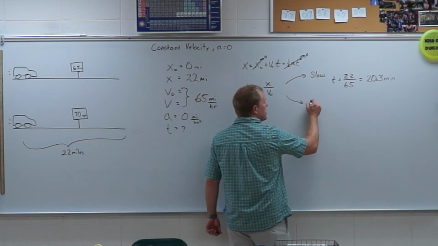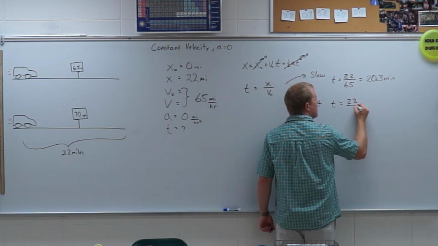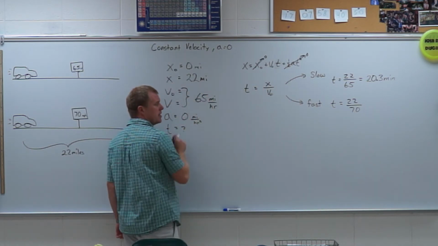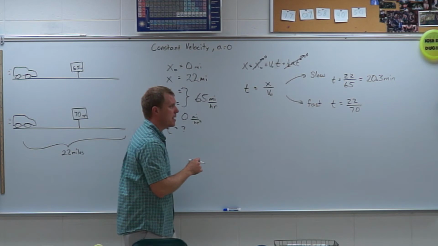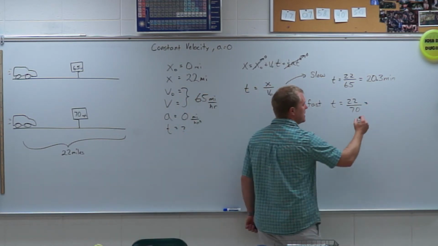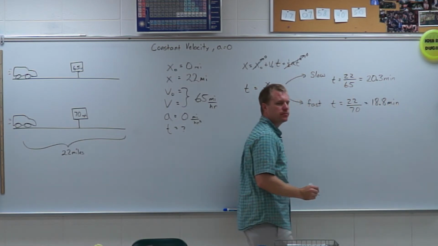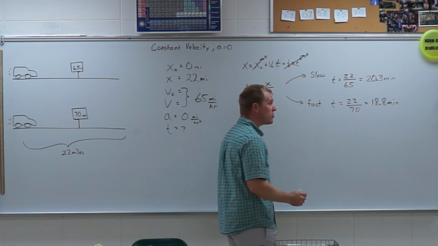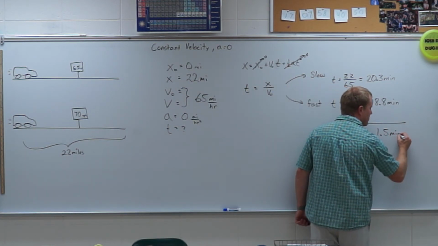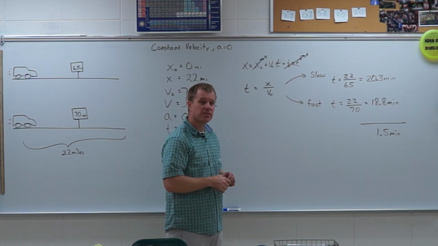The fast, so when I'm going 70, okay, my new time is going to be the same setup. The only difference is instead of 65, I'm putting 70 in here. The setup's going to be the same. That gives me a time of 18.8 minutes. So when I subtract those two, I find out that I'm 1.5 minutes faster. So my commute has been cut by 1.5 minutes.